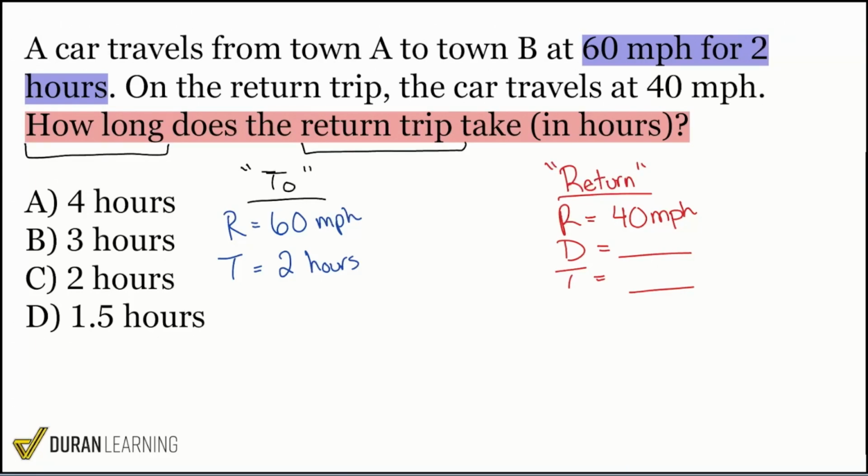Because everybody, take a look at the problem, take a look at the information. Where can we actually find the distance on the return trip? Where can we find it? Yeah, on the way to the town. Because going to the town and then returning from that same town, we can make the assumption for this problem that they are the same distance. And that's the idea here.